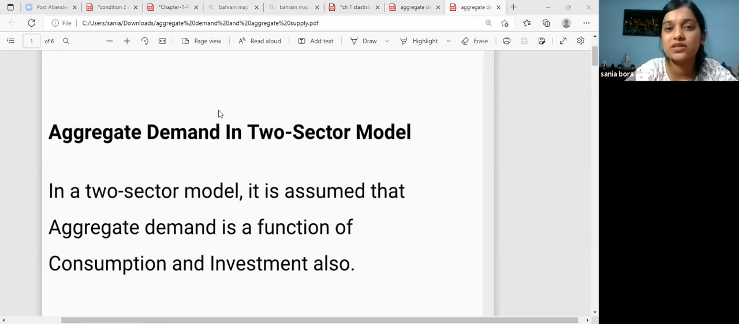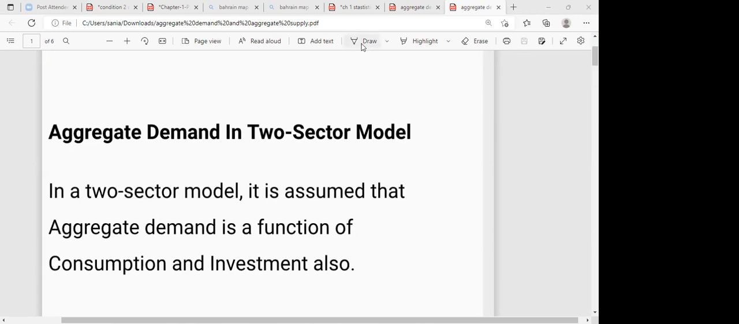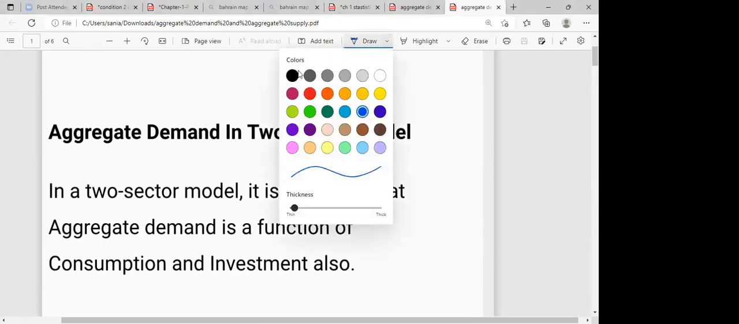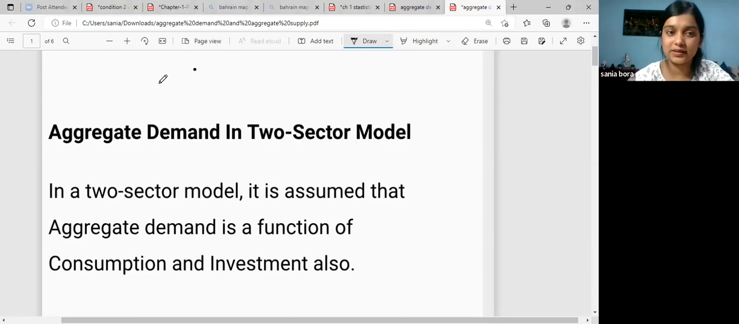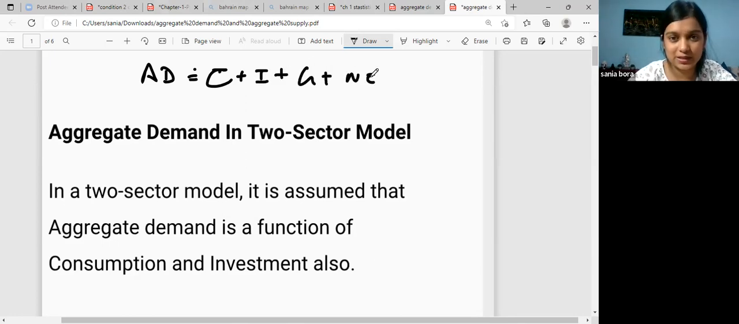Okay. So in the previous class, we did components. Today we'll be starting with this. When we did components, this was the thing: AD equals C plus I plus G plus the net export, which is X minus M. These are the four components of aggregate demand.